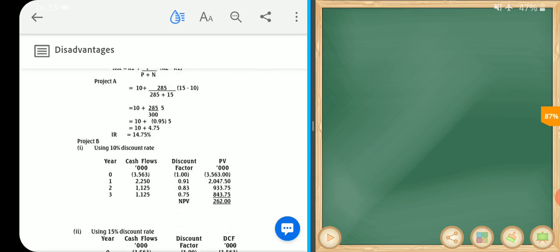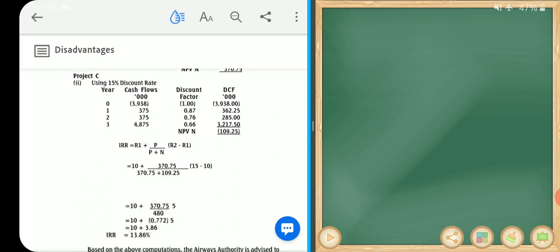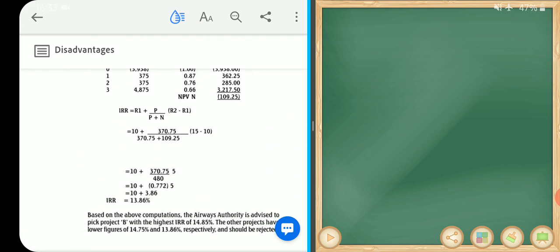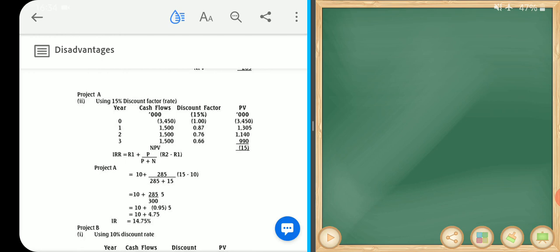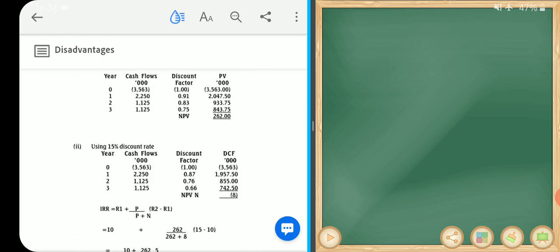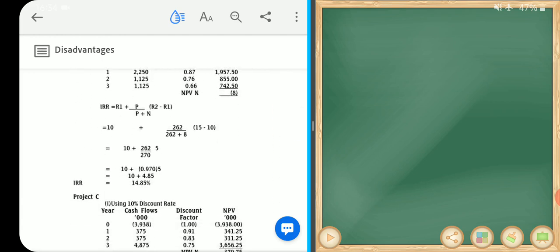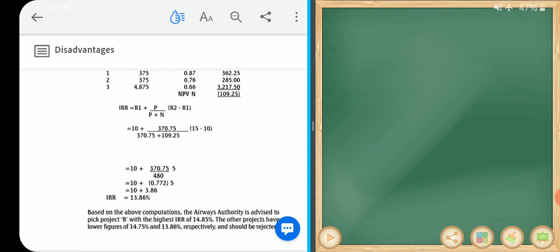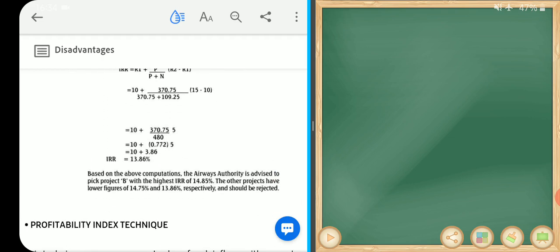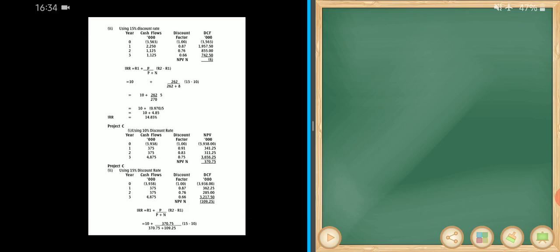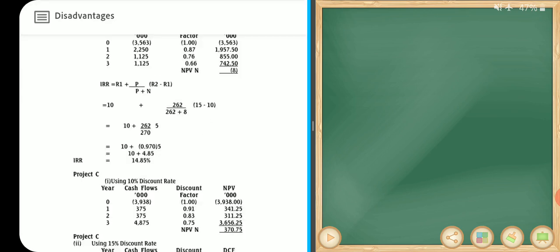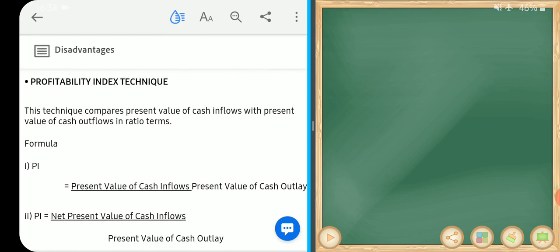14.75%. So you do that for all the projects. Then the one with the highest IRR is the one you advise them to take. So from here, we can see that for project A, our IRR is 14.75. For project B, our IRR is 14.85. And for project C, our IRR is 13.86. So you advise them to go with project B, which has the highest IRR.